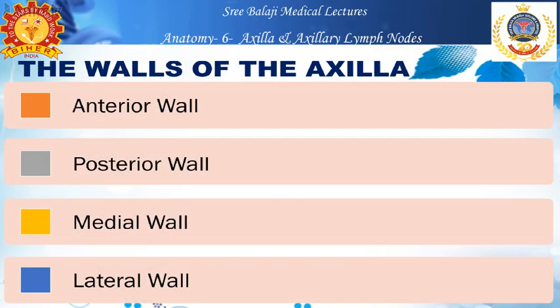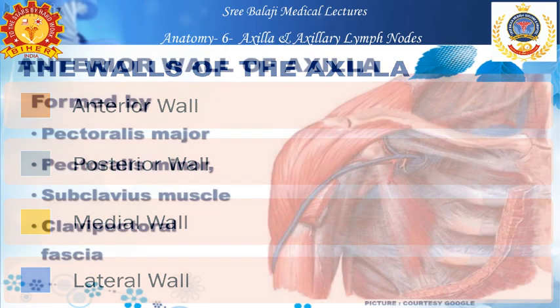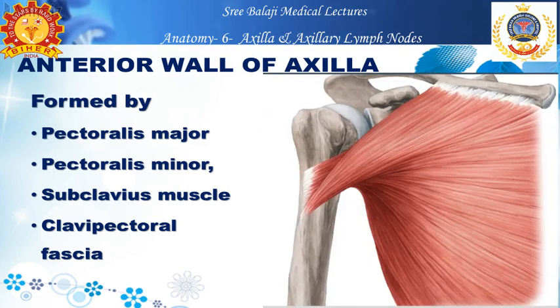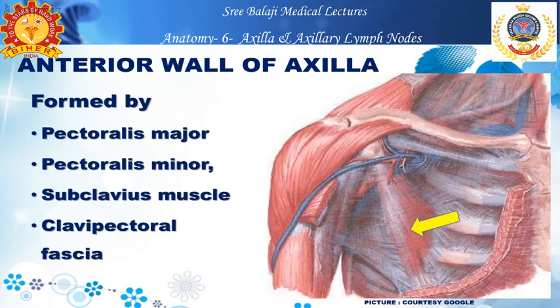Now coming to the walls of the axilla, we have four walls: the anterior wall, posterior wall, medial wall, and the lateral wall. We'll see one by one what structures form these walls. The anterior wall of axilla is formed by the muscles pectoralis major, pectoralis minor, subclavius muscle, and a fascia called the clavipectoral fascia.